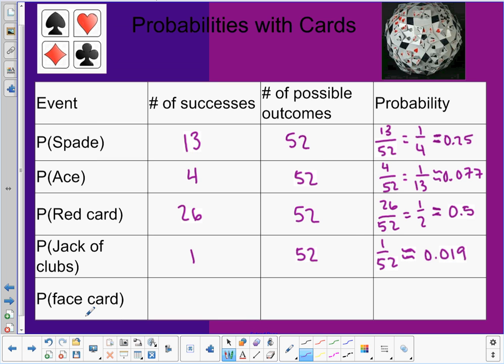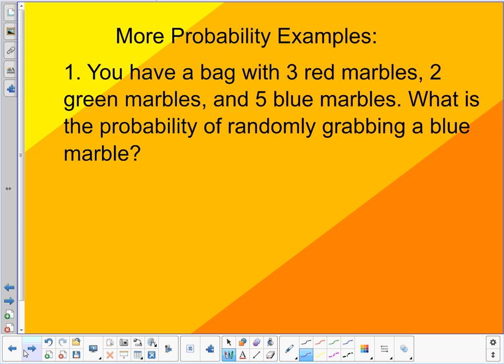So face card, if I look at the face cards, we talked about how there's 12 face cards because there's 3 in each suit and there's 4 suits. So 3 times 4 gives me 12. 52 cards total still. 12 out of 52 reduces down to 3 out of 13. And 3 out of 13 is about 0.231. So about a 23% chance of getting a face card there. So let's just do a few random examples at the end of this.